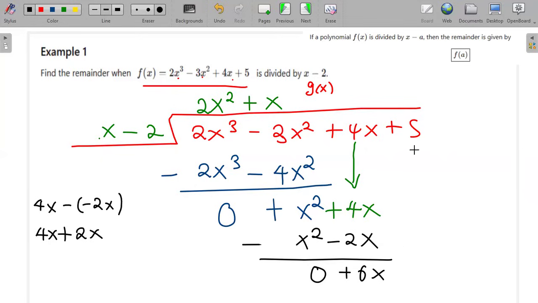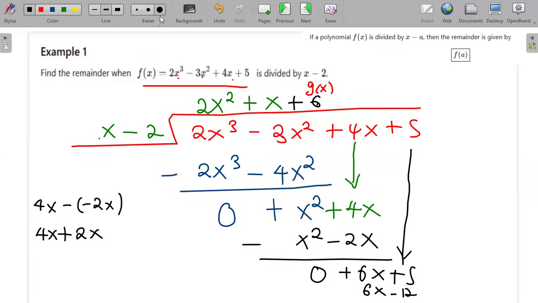Okay. Once you find that, you bring down the 5. So that will be plus 5 there. And then you say x into 6x. So that will just be plus 6. And then this 6 multiplied by the x, I get 6x. And then 6 multiplied by minus 2, that will be minus 12 like that.